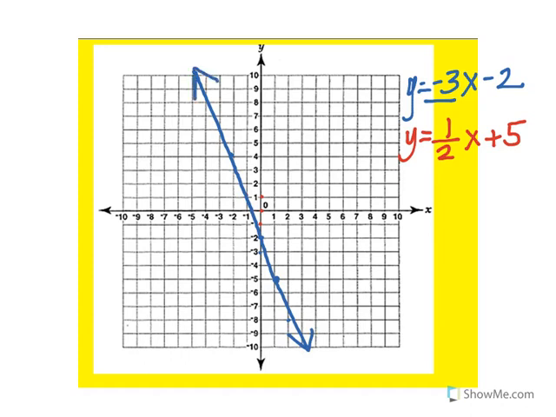When I graph my line, when doing systems of equations, I'm going to make sure that my line goes all the way across the graph, because I'm looking at a point where they intersect. So now I'm going to plot the second line, and I'm going to start at 5 on the y-axis. So 1, 2, 3, 4, 5. And from here, I'm going to go up 1 and over 2.